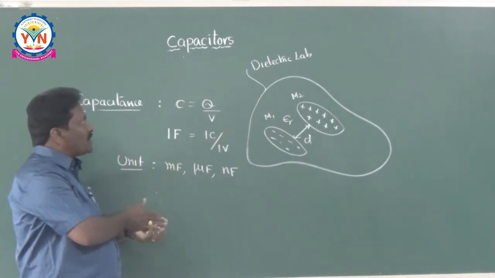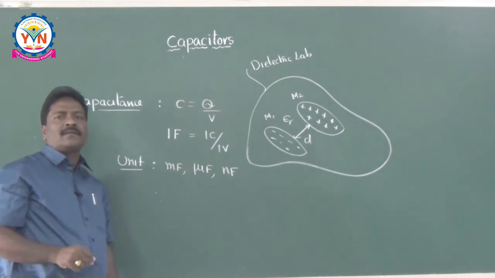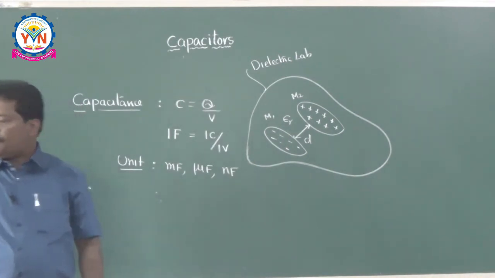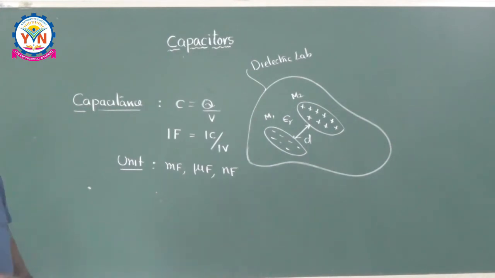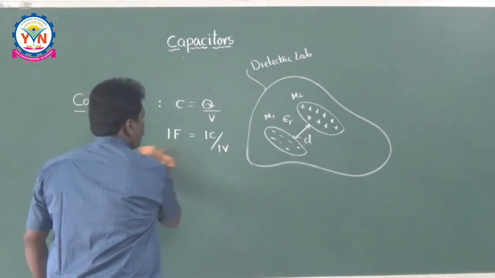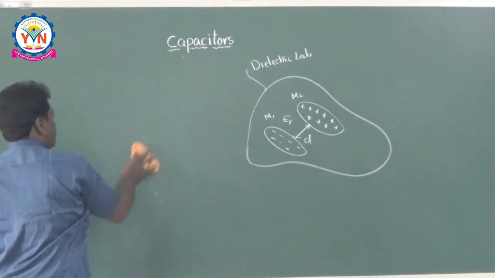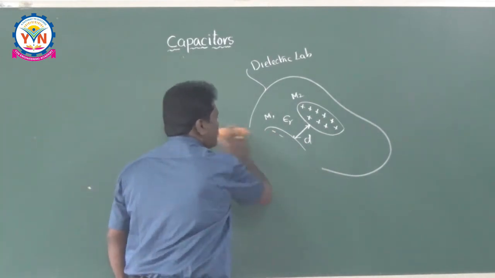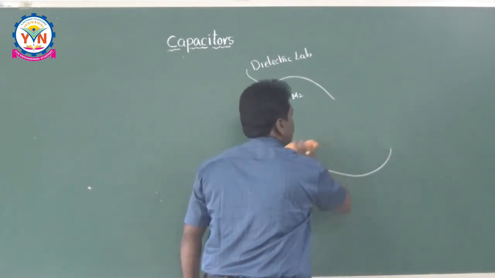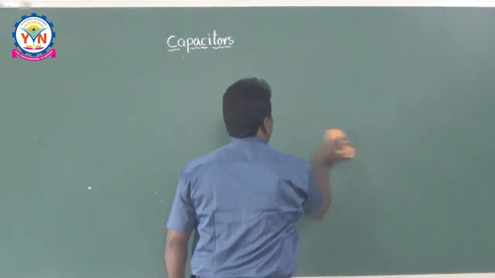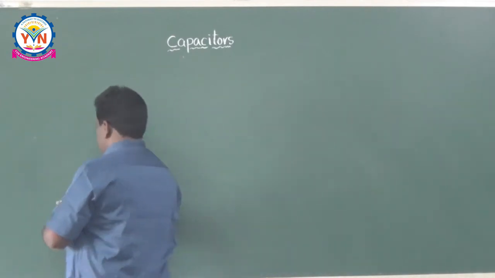So, let me first take the parallel plate capacitor, which is the most used capacitor in all applications. Parallel plate capacitor means two plates separated by a dielectric material. If you take that parallel plate capacitor, the capacitance can be epsilon A by d. That thing we would like to show now.